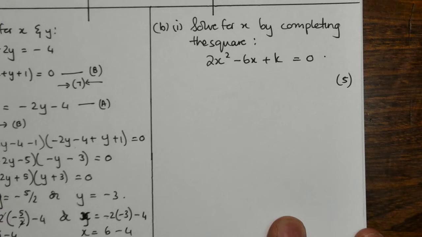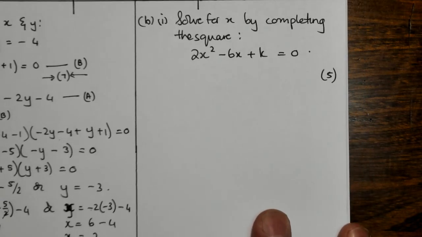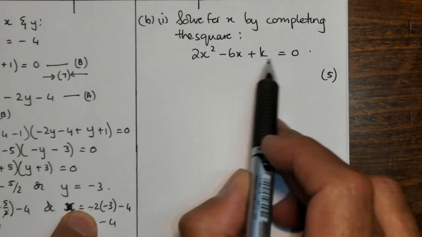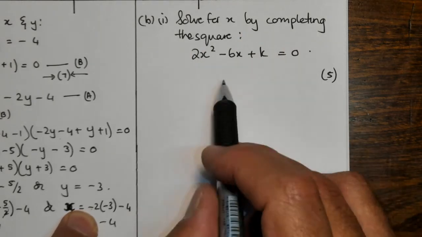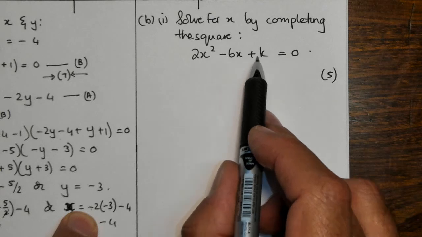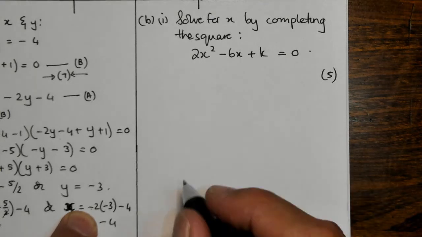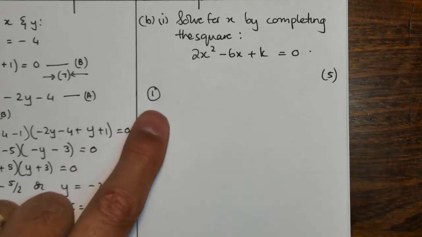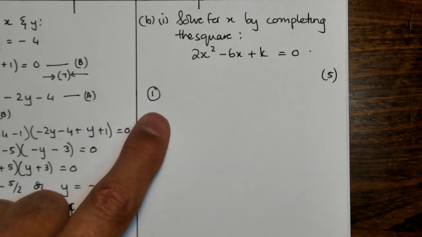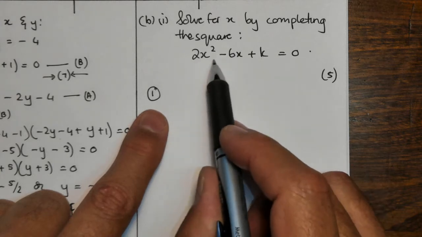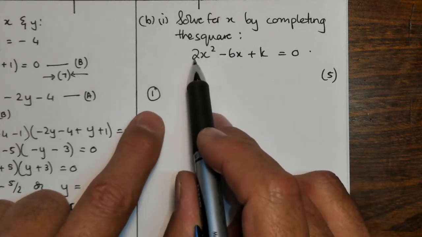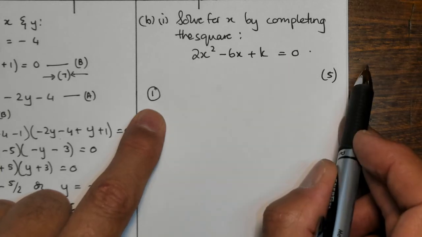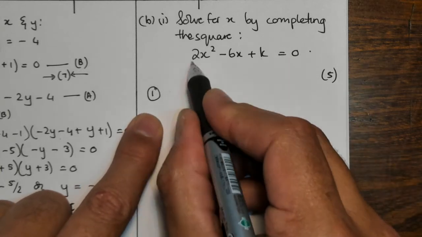The next question, part B, we're still solving equations, is asking us to solve for x by completing the square in this quadratic. Now this quadratic is 2x squared minus 6x plus k. I'm going to do it for you in 2 ways. The first method I'm going to use is the traditional way to complete the square. Now remember, to complete the square, your coefficient of x has to be 1. We're lucky this is an equation, so we can divide both sides by 2. Okay, so we're going to start with that.